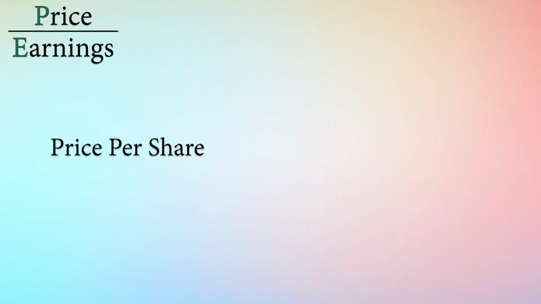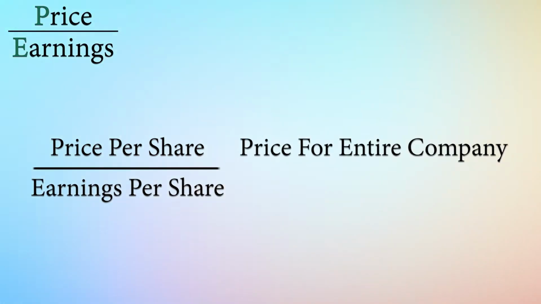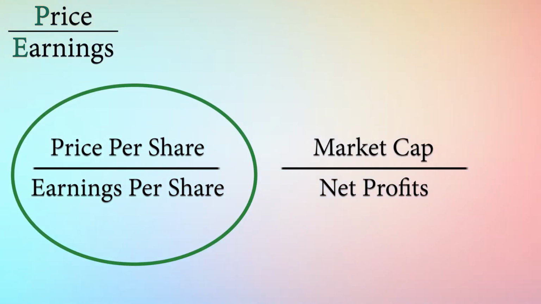The PE ratio can either be price per share divided by earnings per share, or it can be the price for the entire company, which is also known as its market cap, divided by the total amount of net profits the company has made over the past full year. Most websites and most apps will show you the PE ratio that's using the per share information, but you would get just about the exact same result whether you're calculating the PE ratio on a per share basis or on the basis of the entire company.